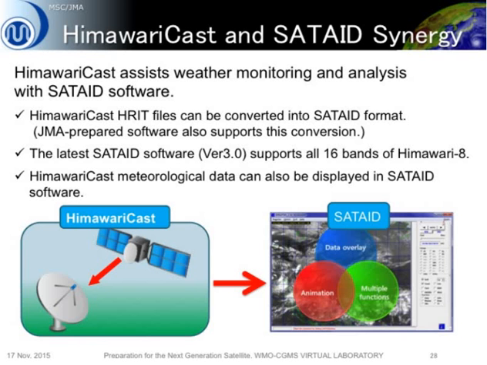And we go back to the HimawariCast service. HimawariCast can assist weather monitoring and analysis with SATAID software since it is designed to be suitable to the software. That is, although the format of HimawariCast satellite imagery is HRIT as I mentioned, it can be converted to SATAID format. And JMA-prepared software also supports this conversion.